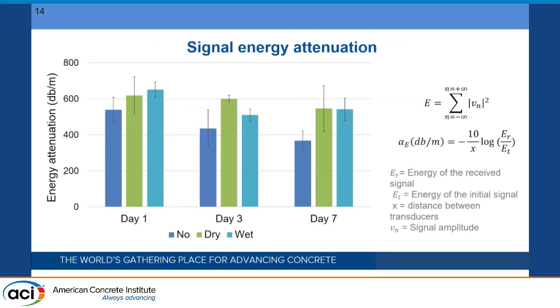We also looked at the signal energy attenuation. This shows how much of the signal is dispersed inside the specimen. Again, from day 1 to 7, this energy attenuation decreased, which shows less energy dispersion and better, stronger signal transmission. And the specimens that had interlayers were again performing weaker, which represents that a lot of energy was reflected.